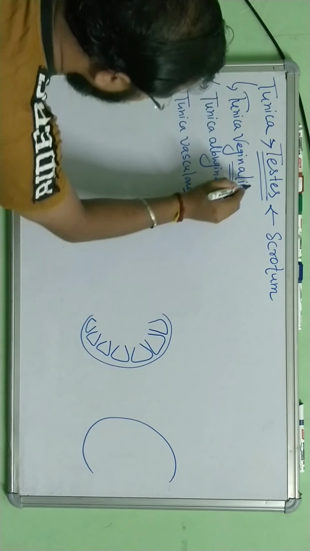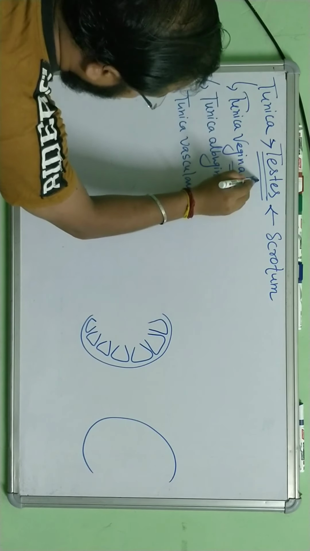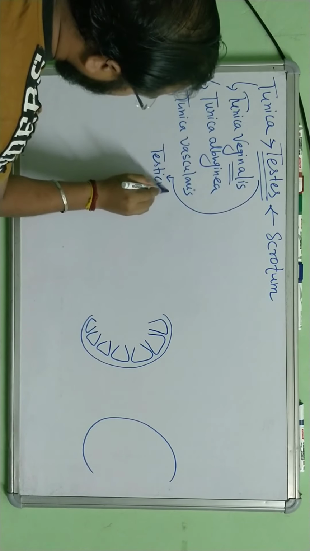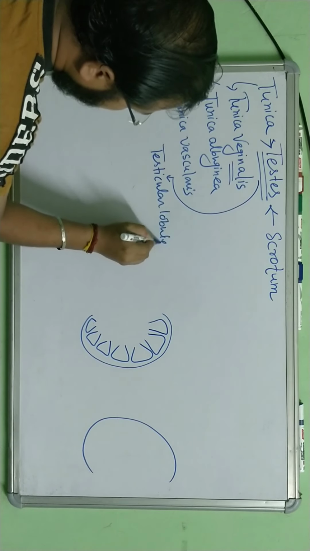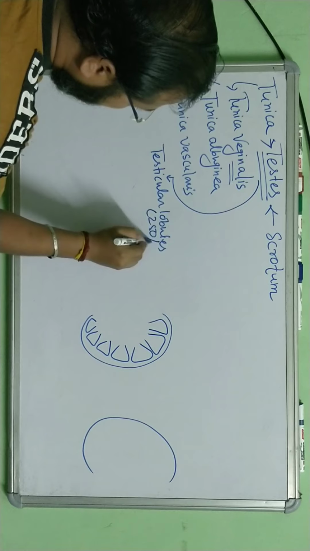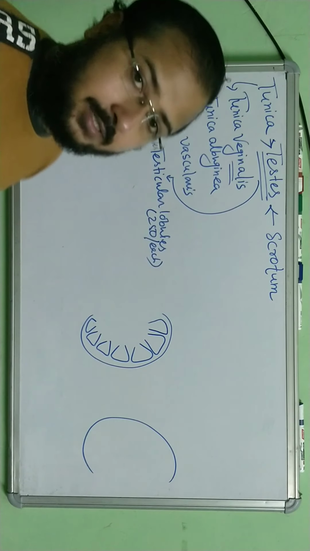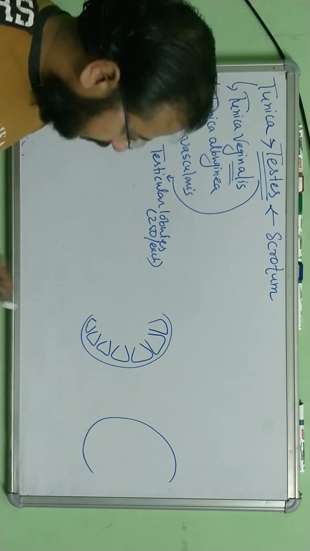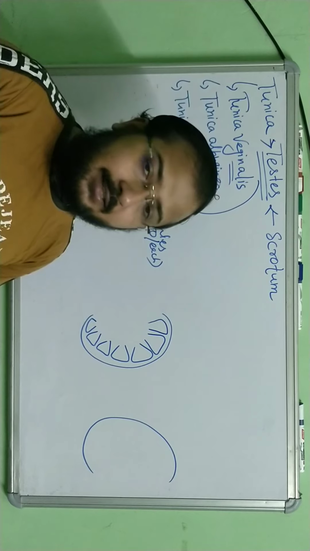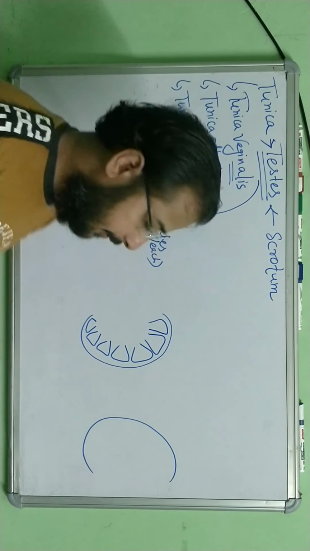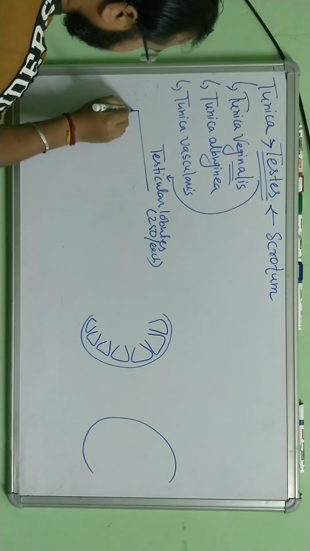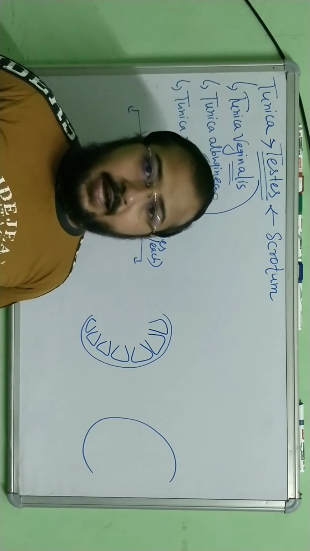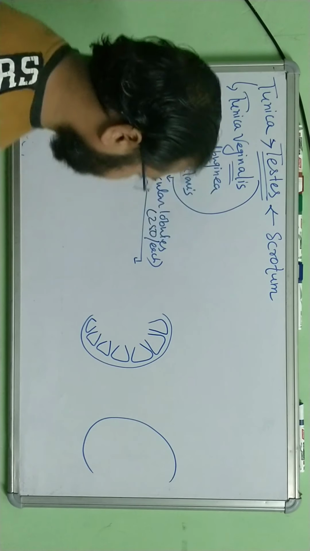So what we see here, testicular lobules. How many? 250 in each testis. These are compartments. Now inside these lobules, each of these lobules, what do we see there? Let us divide it into two categories. First we see 2 to 3 very highly coiled seminiferous tubules.